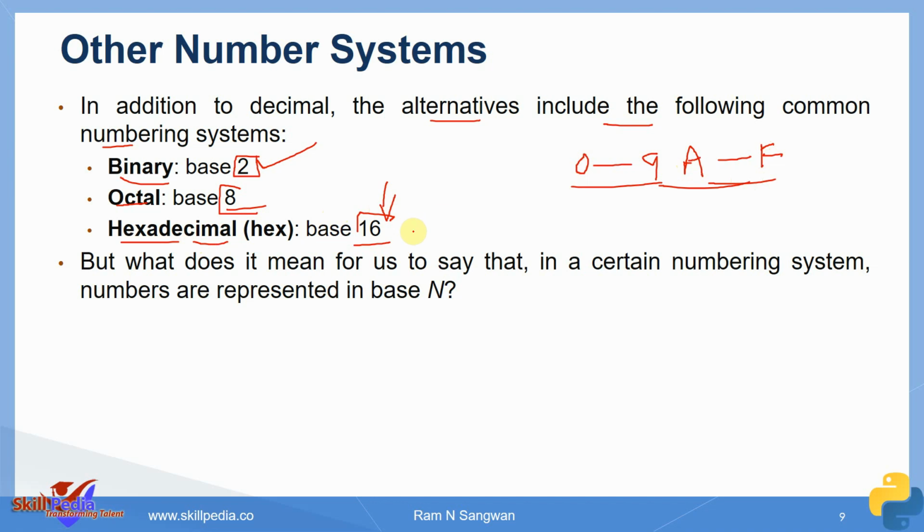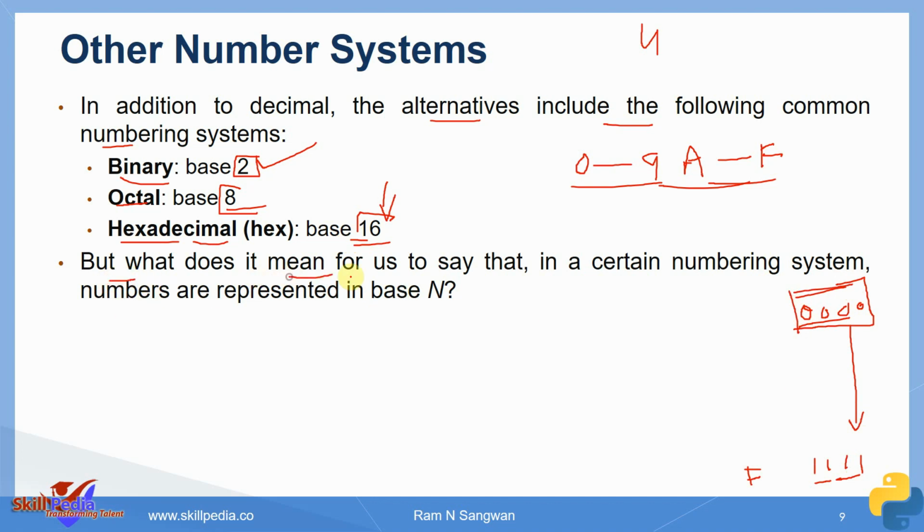Because it is base 16, to reach 16 we need just 4 binary digits. If you start with 0000 and continue counting, the last value will be 1111, and that is the F value. So the 16 digits in hexadecimal are very easily convertible using 4 bits of binary.